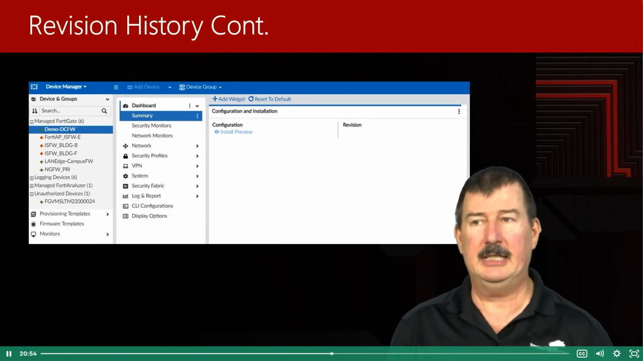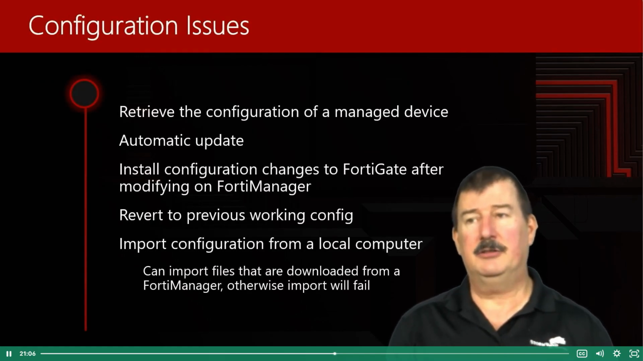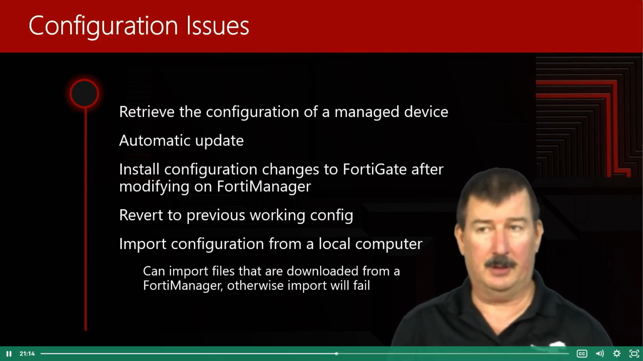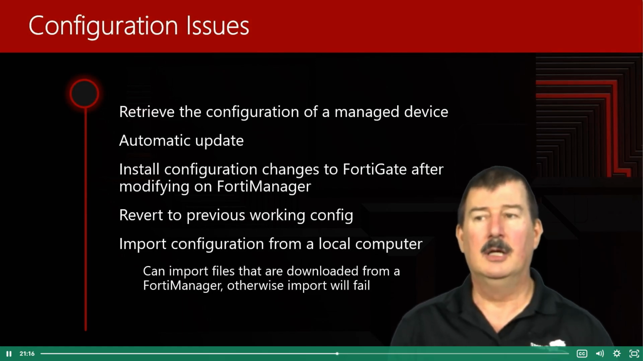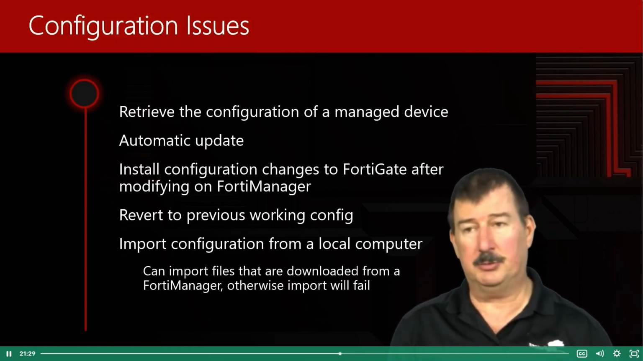Your revision history in here, there's a summary. You can go look at all your revisions in here. And again, we'll jump over to Device Manager here right at the end of the lab. Configuration issues. We retrieve a configuration on a managed device. We can automatically update the FortiManager from the FortiGate. The install configuration changes from the FortiGate after modifying the FortiManager. So again, conflict, right? We can revert to a previous working config. There you go, right there. Can't get a hold of the person who made the change, just revert it.